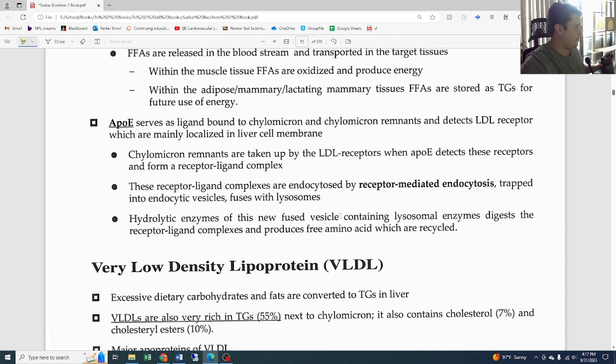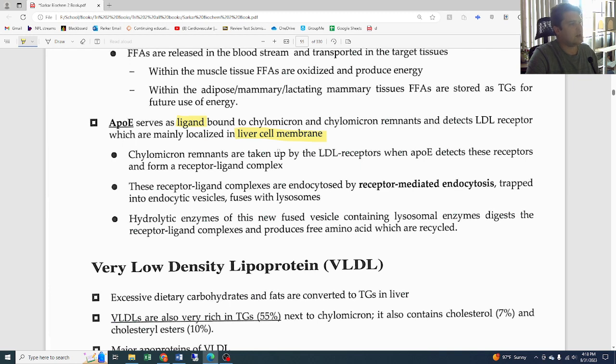So now ApoE serves as a ligand. Remember what a ligand is. A ligand is a chemical structure, whatever it is, that's going to bind to the receptor. Remember, this will be really important for Physiology 1, understanding what a ligand is and the different types of ligands. So ApoE serves as the ligand bound to chylomicron and chylomicron remnants and detects LDL receptors, which are mainly localized in the liver cell membrane.